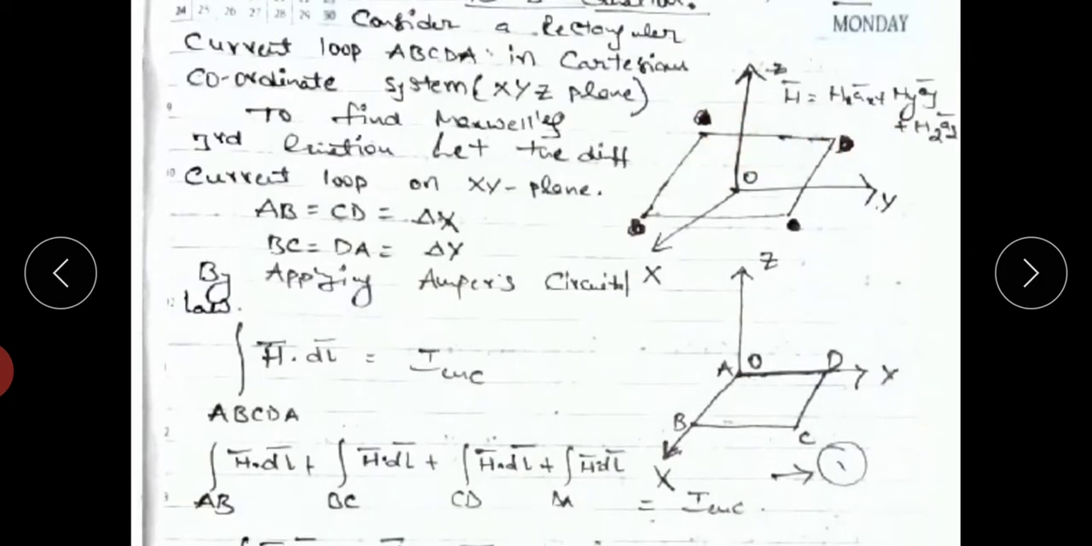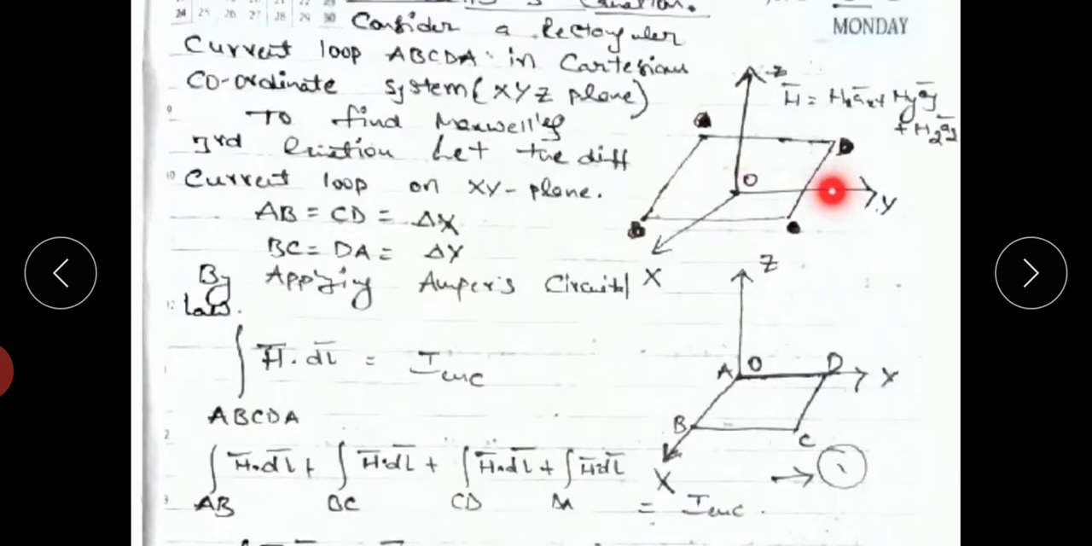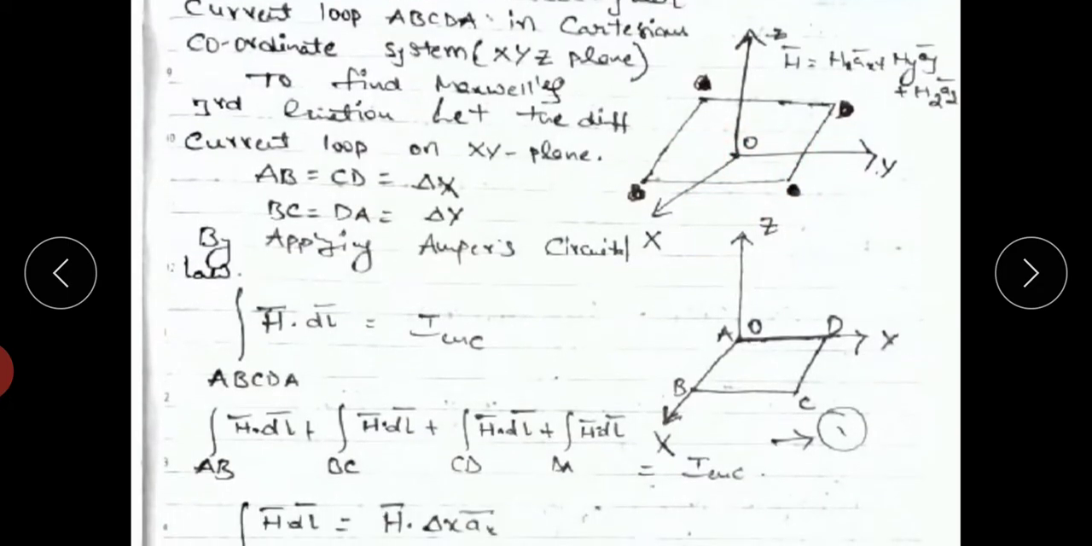Directly we cannot determine the relation between magnetic field intensity and current density if a current loop lies on the XYZ plane. So that's why first we are determining the relation if the current loop lies on the XY plane. Next, by using this equation, we can determine the relation for the YZ plane. Next, by using these two relations, we can determine it for the ZX plane. So by using these three equations, we can find Maxwell's third equation.